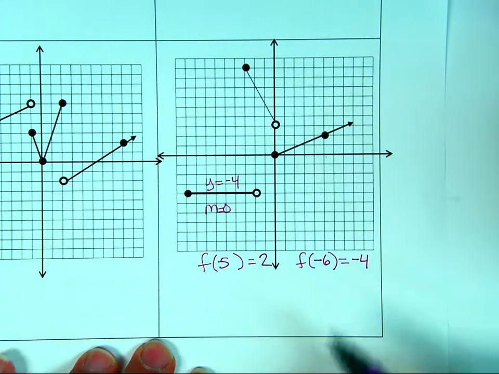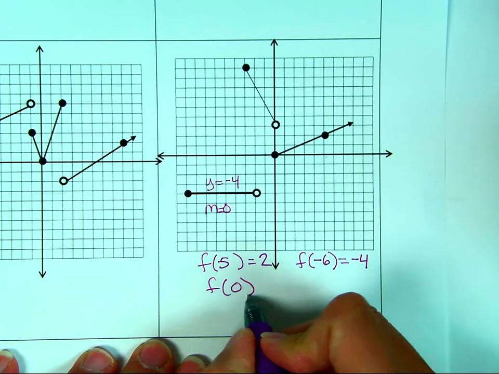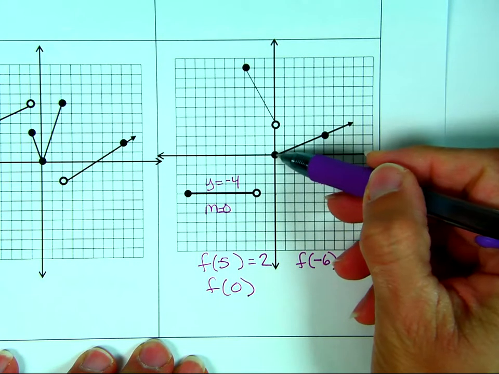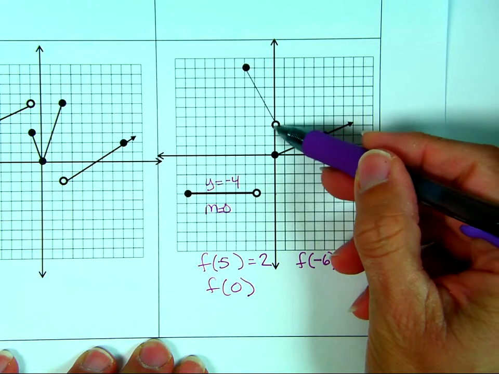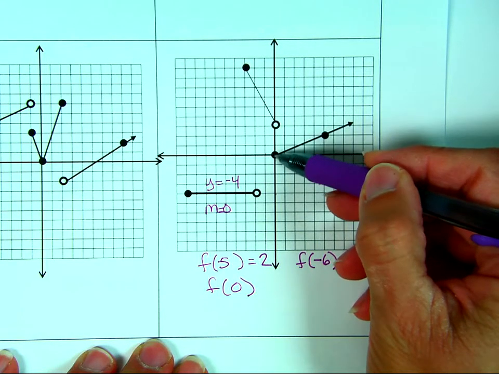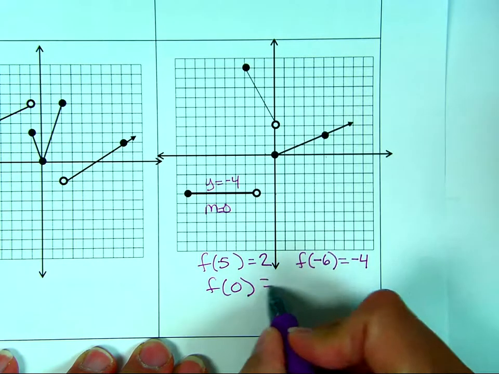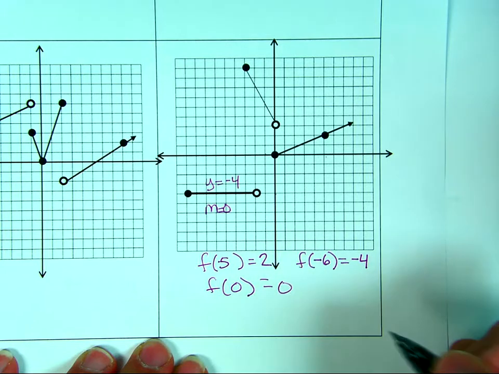If I said, what is f of 0? f of 0 is 0 because up here there's an open circle. So I know it's not there. So I know at 0 it's right there. So I would say f of 0 is 0. Same thing for this.